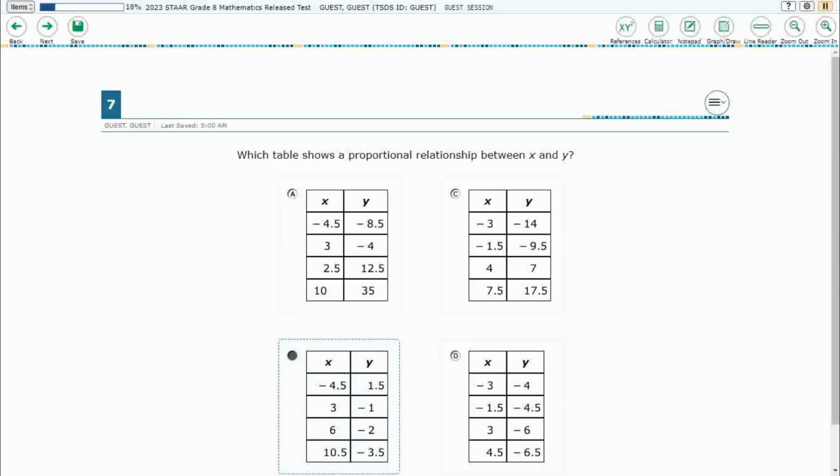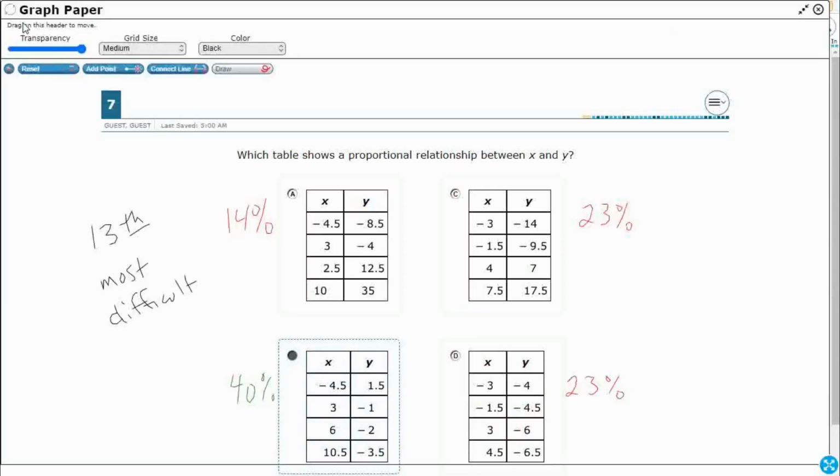Let's see how we did across the state of Texas. So this was the 13th most difficult, actually tied for the 13th. You see, we only got 40% of our students, 2 out of every 5, because there's not a lot of data to go on here. So the 2 out of 5 students that were able to answer this correctly show that we really struggle to understand what it means to have a proportional relationship, and that ratio of y over x is one way to describe that proportional relationship.